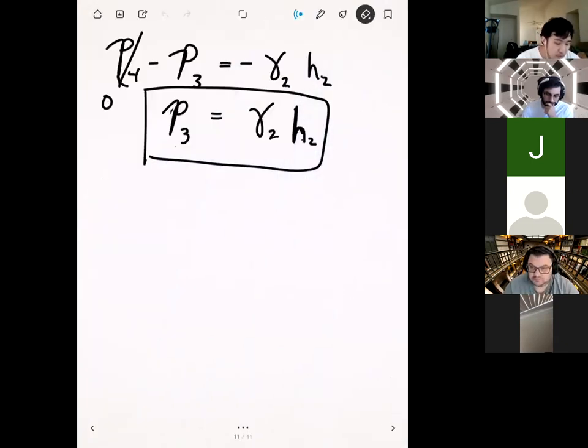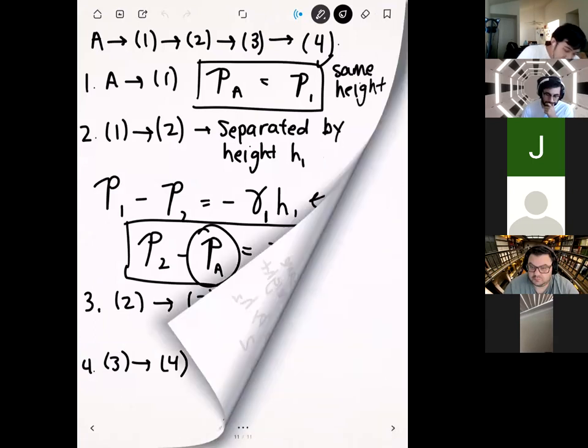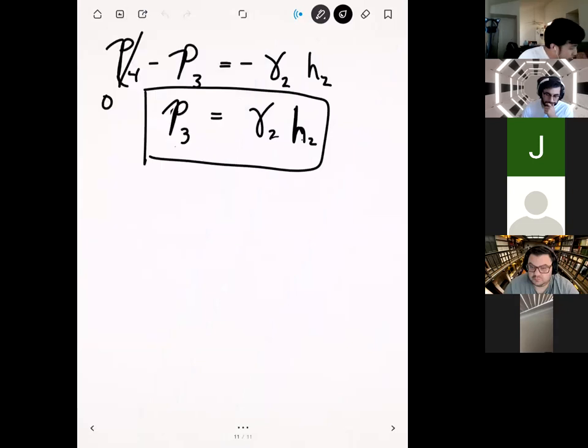So we have P3 is equal to gamma 2 H2, but from step 3 right here, we know that P2 is equal to P3. So let's go ahead and replace P3 over here with P2, because they're the same. Remember, they're at the same height. And then just for convenience, I'm going to rewrite this equation right here. So we have P2 minus PA is equal to gamma 1 H1.